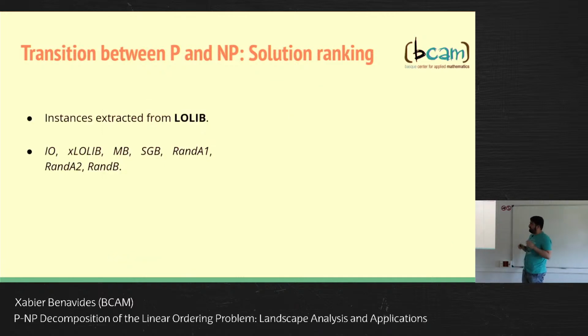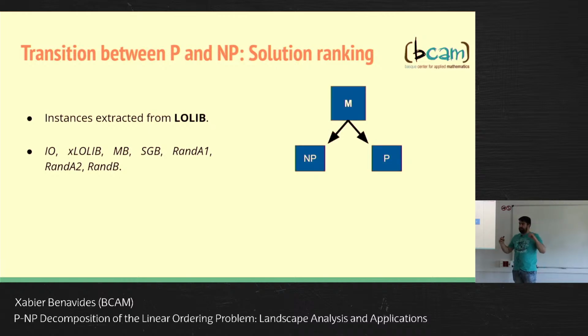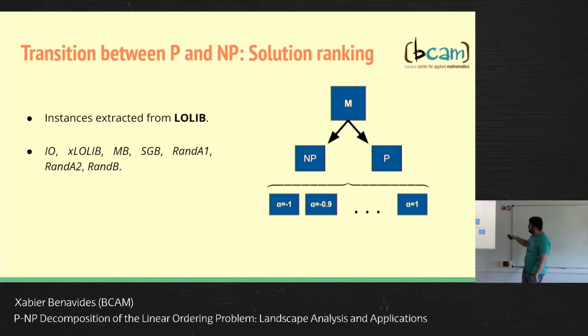So taking this into account, the first experimentation that we have carried out here is based on a series of instances extracted from the Lollip library. In particular, we have considered these 7 benchmarks right here. And what we have done for each instance is to first decompose the instance into the P and NP components using the Fourier transform. Then we have created this transition between the P and NP components of the problem, creating modified instances with different values of alpha.